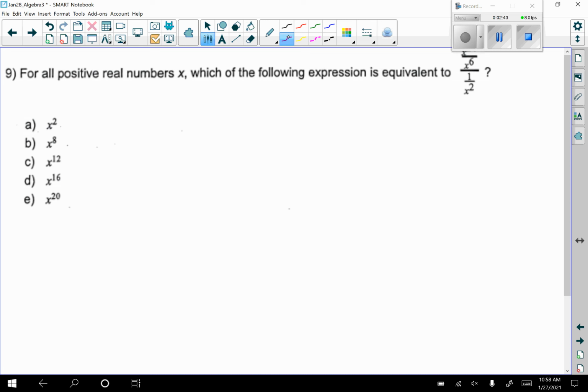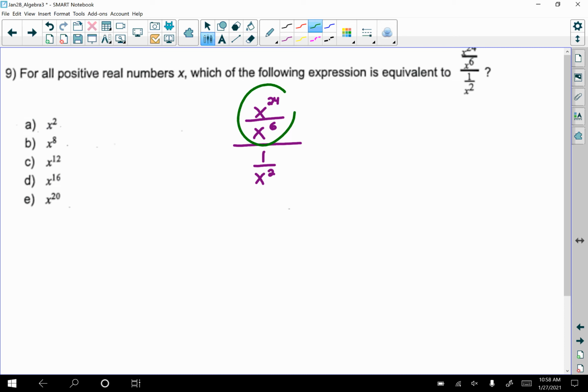Number 9, for all positive real numbers x, which of the following expressions is equivalent? This was x to the 24th, it cut off a little bit here, over x to the 6th, over 1 over x squared. Well, what we could do is simplify this first. That numerator just becomes x to the 18th. We subtract the exponents. And then I could still leave this as 1 over x squared, or I could turn this into just x to the negative second if I were to bring this up here. And then continuing, I would now bring this up here. So I get x to the 18th times x squared, which is x to the 20th.